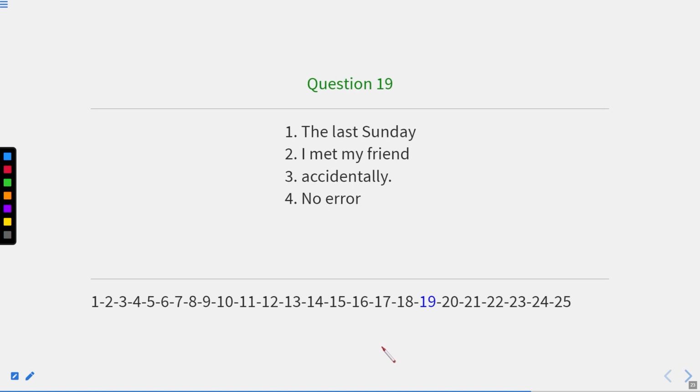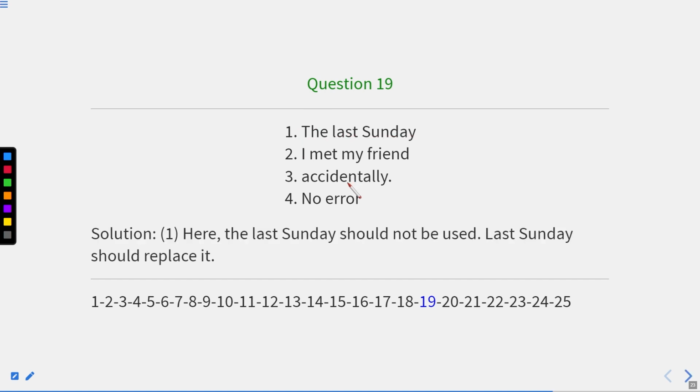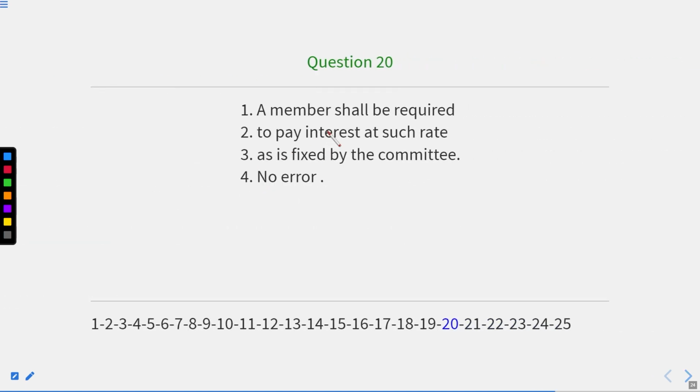The last Sunday I met my friend accidentally. So here we are talking about last Sunday. It means we are already making the Sunday particular. We need not write this the before it. So the correct sentence will be, last Sunday I met my friend accidentally. Okay, so the error is in part 1. Here the last Sunday should not be used. Last Sunday should replace it. Now let us move to the next one.